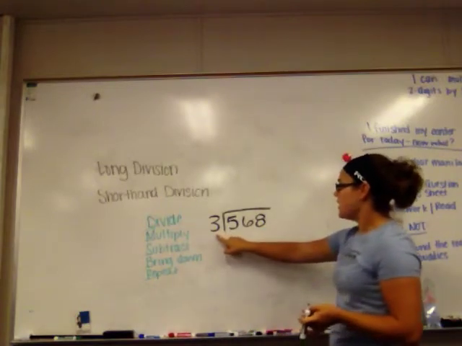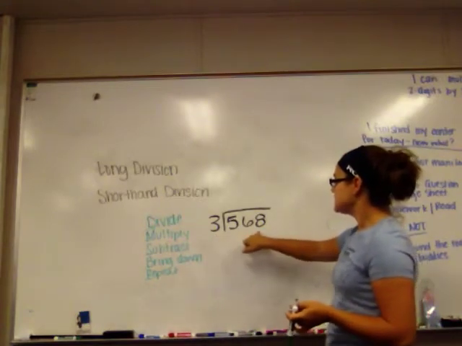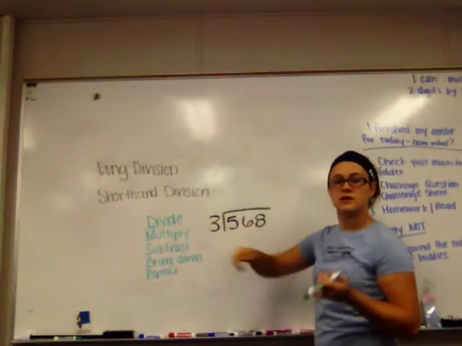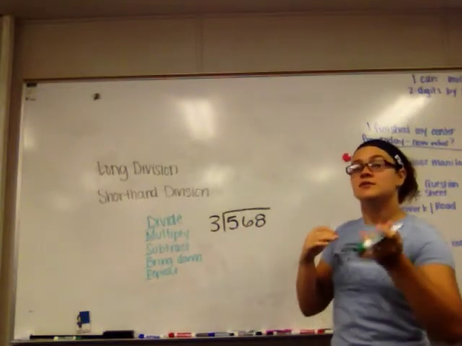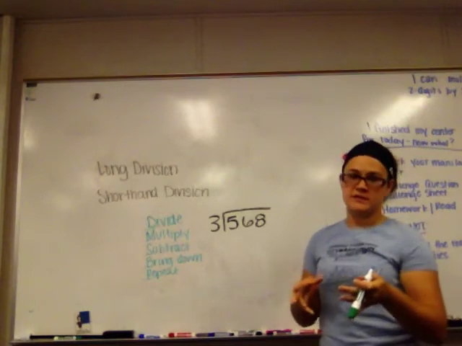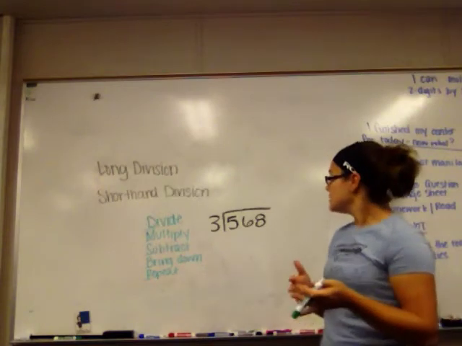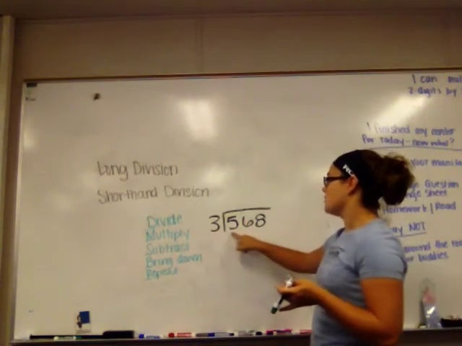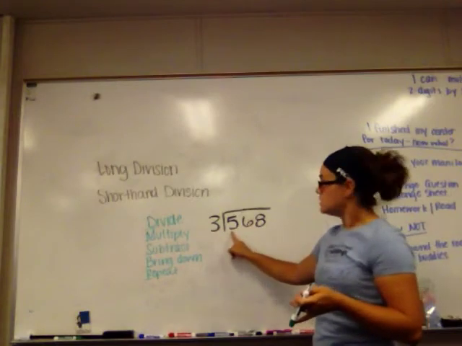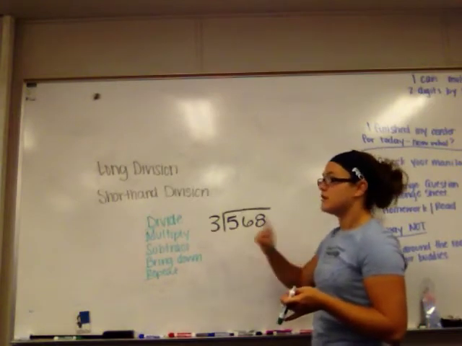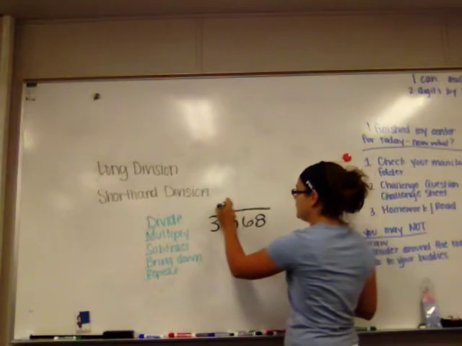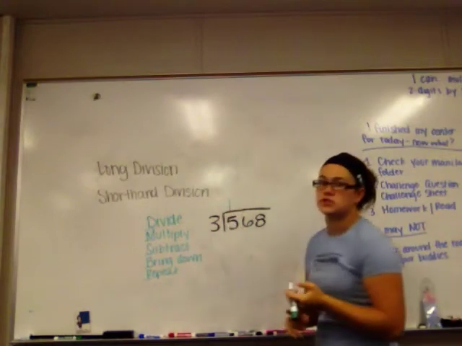So we've got 568 divided by 3. The first thing we're going to do is divide. We're not going to divide 3 into all of 568 because that's a lot. So we're just going to look at our first number, and 3 goes into 5, so that's pretty easy. 3 fits into 5 one time, so I'm going to put a 1 up here as part of my quotient.